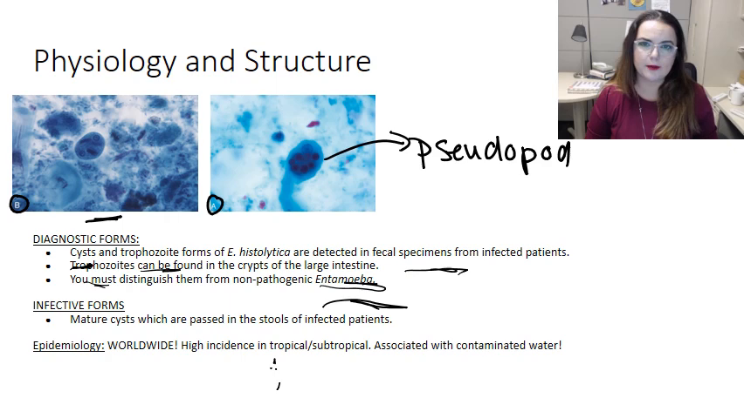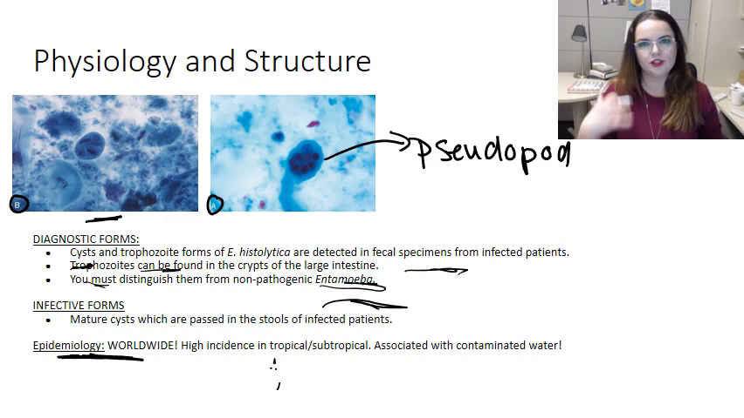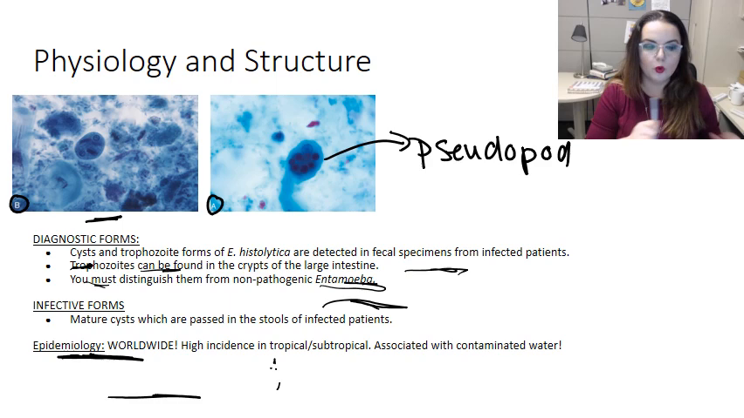The infective form occurs when mature cysts are passed in the stools of infected patients and then ingested by the next victim. Where are we going to find these? We're going to find them worldwide. You can find these all over the place.